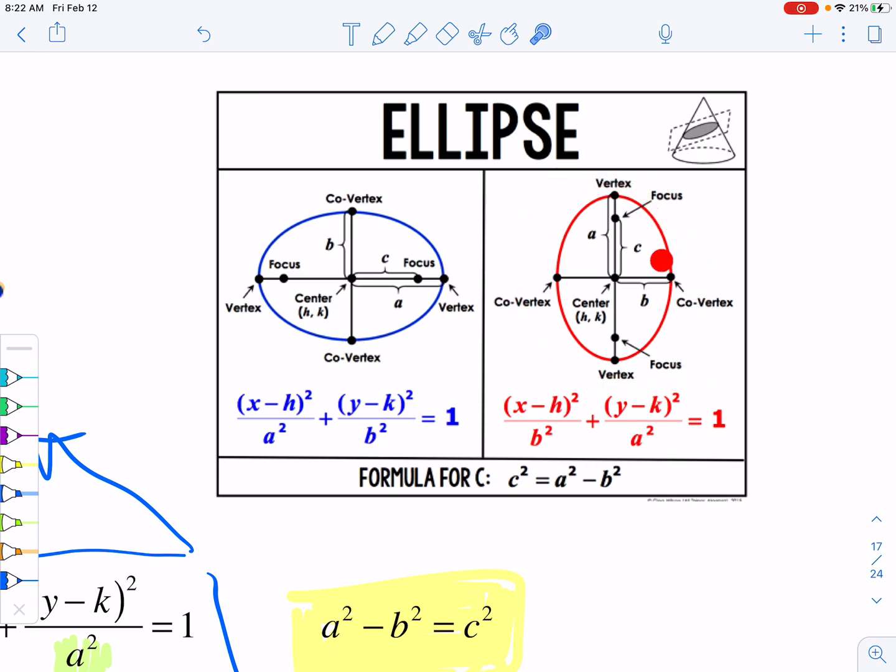Same kind of thing here, except it's oriented differently. Notice that the a is under the y because our a squared is always bigger than our b squared. So from the center, we go up by a and down by a, and that gives us our vertices. And then we use the b value, and we go from the center left and right by the b, and that gives us our co-vertices. The c value that we find using a squared minus b squared gets us to the focus, so we can find where the focus is located.